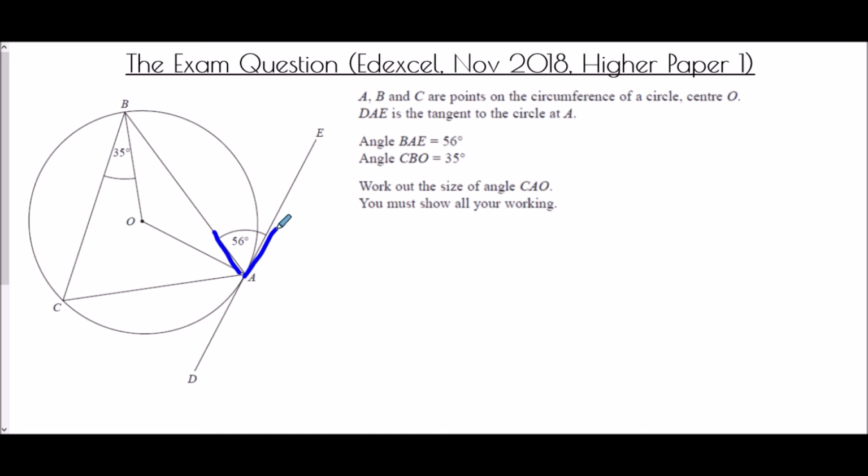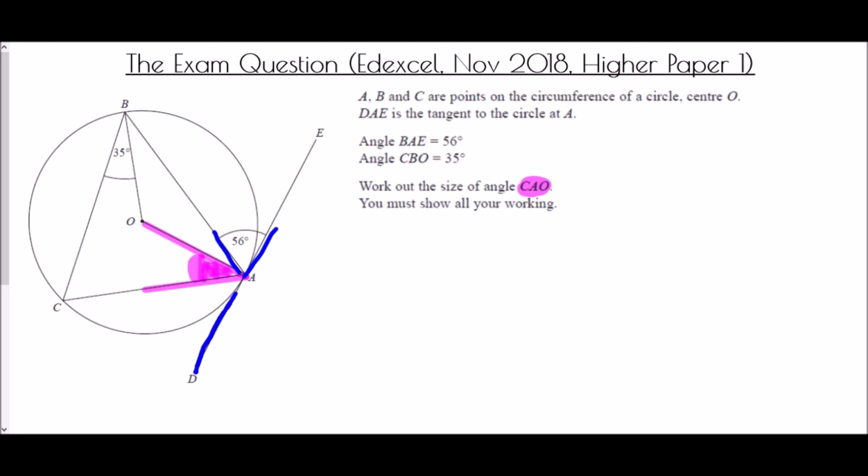Now the very first thing I'm going to do here is just to mark what angle CAO actually is. So CAO is from C to A to O, and therefore the angle that I'm looking for is this one right here. Now, we're going to have to build this up. It's not going to be something that we're going to find immediately, and so what we want to do first is identify what we have within the diagram.